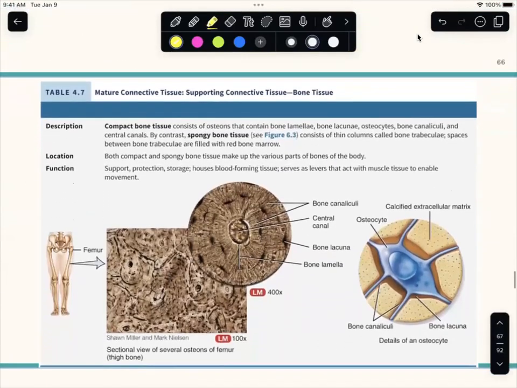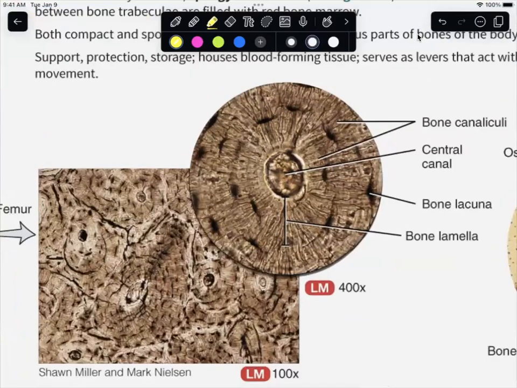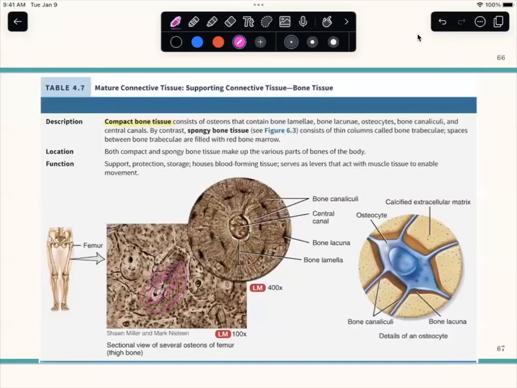So here is compact bone. In this compact bone, you kind of come down and look at it here, you can see all of these different concentric rings. These rings kind of make it look like tree rings. That's why I said compact bone, those lamellae are tree rings. Those tree rings is what makes this compact bone.